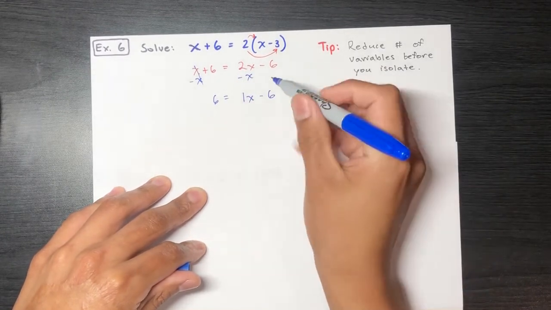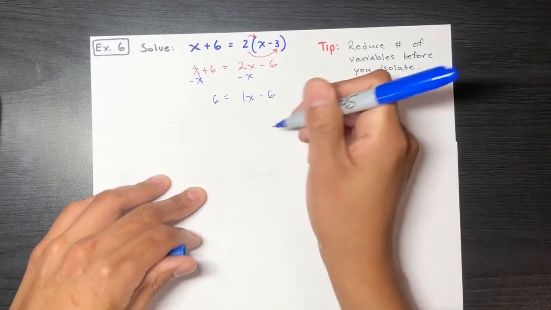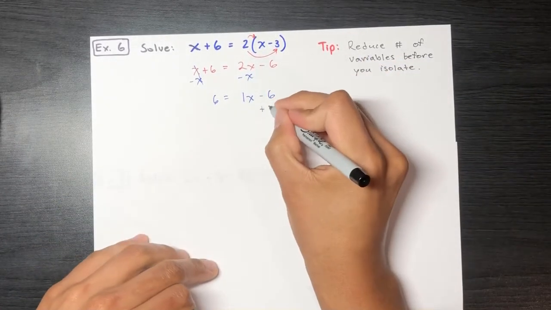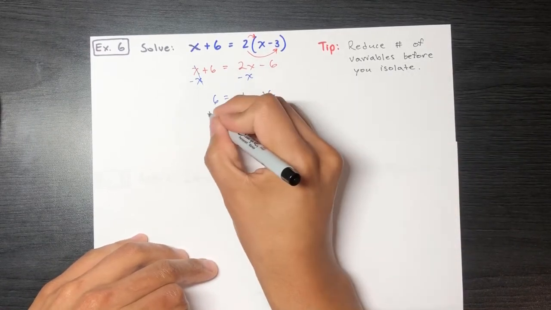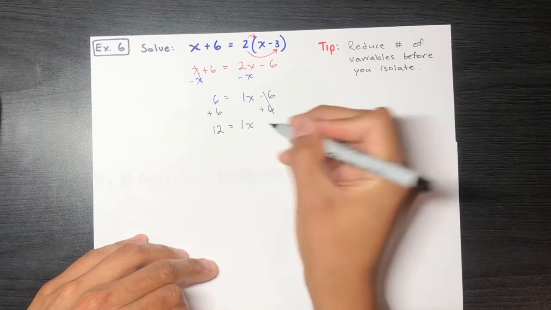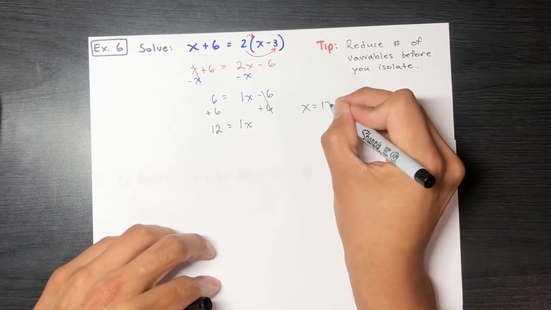All right, so now I have x minus 6 on this side. I have 6 on this side. To be able to get that x by itself, I have to add 6 to both sides. So if I add 6 here, I add 6 here, and now I have 12 equals 1x. 1x just means x, so our final answer is that x equals 12.